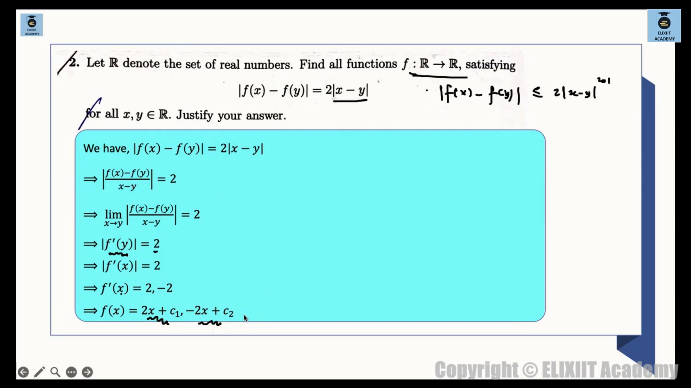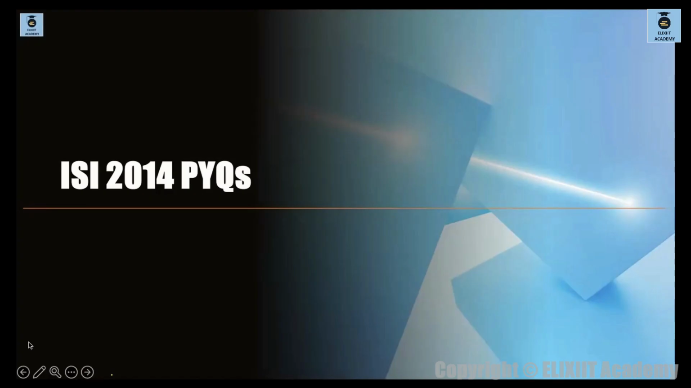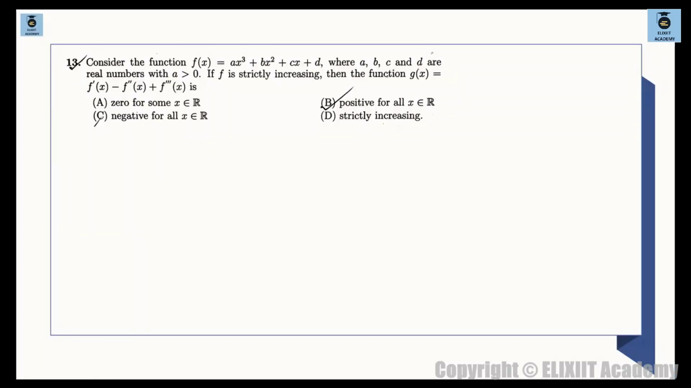So these are the functions which we are having, where c1 and c2 are arbitrary constants. For different choices of c1 and c2, we'll get different functions over here. So these are your functions. Write in brackets that c1 and c2 are arbitrary constants. This was a straightforward question. Okay, next we move on to 2014 PYQs.